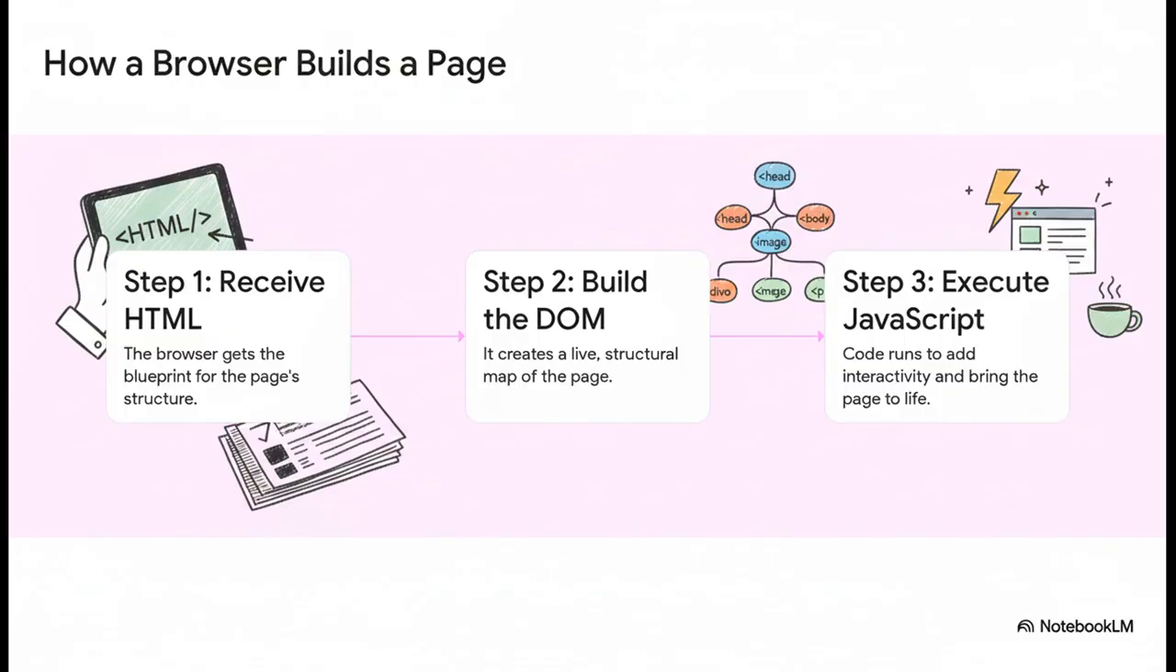Step 1, the browser gets the HTML. That's the architect's blueprint. Step 2, it uses that blueprint to build something called the DOM. That's like putting up the wooden frame, the walls, the whole structure. And finally, step 3, it runs the JavaScript. That's like flipping the switch and turning on the electricity, bringing the whole house to life.